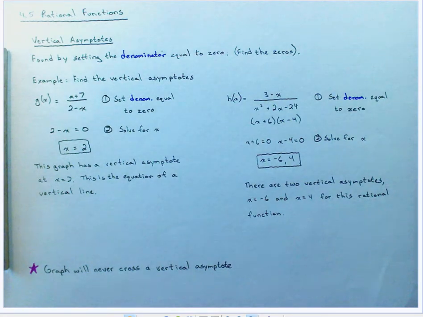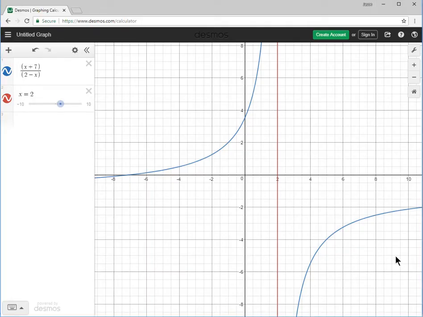Let's take a look at that on Desmos. Okay, now if you can see my graph, I have it colored blue. So this is the actual graph of x plus 7 over 2 minus x. I have graphed the asymptote x equals 2.